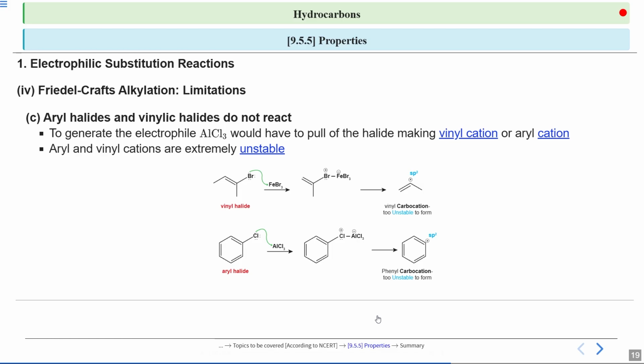Your Br will be removed and a vinyl cation will be formed. Now your vinyl carbocation is having a positive charge on sp2 carbon, which is an unstable one, because sp2 carbon is an electronegative one due to greater s character in the hybridized orbital.